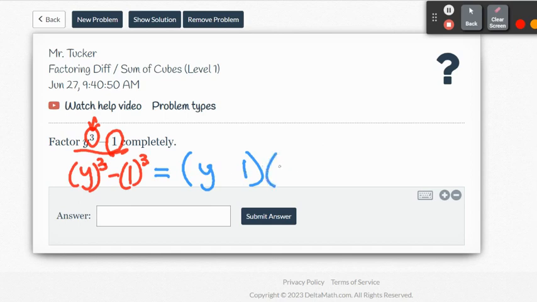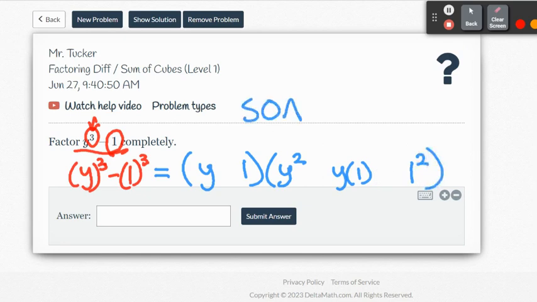And then first term squared, so y squared. And then you multiply the terms together, y times 1. I'll actually write it. I know it's just 1y. And then the last term squared. That's the formula. And then we just fill it in with SOAP. And the SOAP says you put the same sign, opposite sign, always positive sign. And then we just clean it up.